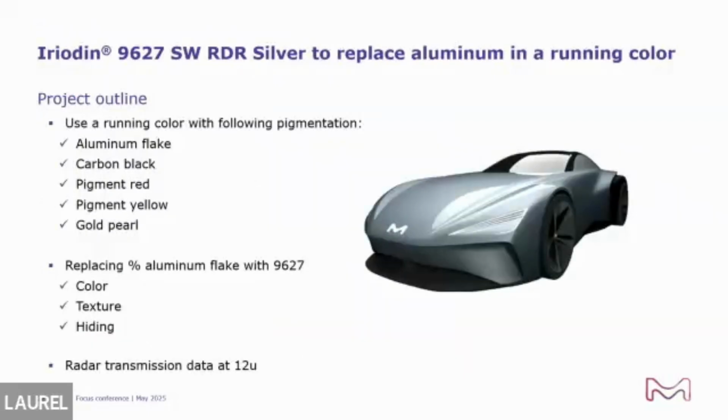And here's what we did. We picked the running color. The color has aluminum flake and some carbon black, some red, some yellow, and a little bit of gold pearl. It's just for highlights, I want to say. And we replaced the aluminum flake with the 9627, and we checked the color, the texture, the hiding, and the flop. So those are the tests we did. Of course, the radar permittivity, that's another parameter we checked.